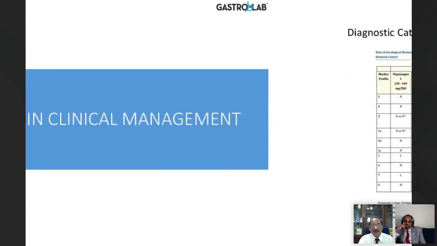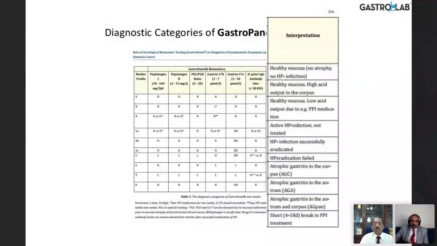So the gastro panel in the clinical management, how do we do that? This is the most important slide that I would think. If you see here, the first one is the pepsinogen 1, pepsinogen 2, the PG1, PG2 ratio, gastrin 17, gastrin 17B and 17S, and then the H. pylori IgG antibody. The first one, pepsinogen 1 is normal, 2 is normal, ratio is normal, gastrin 17B, 17S all are normal, and H. pylori antibody is below 30.